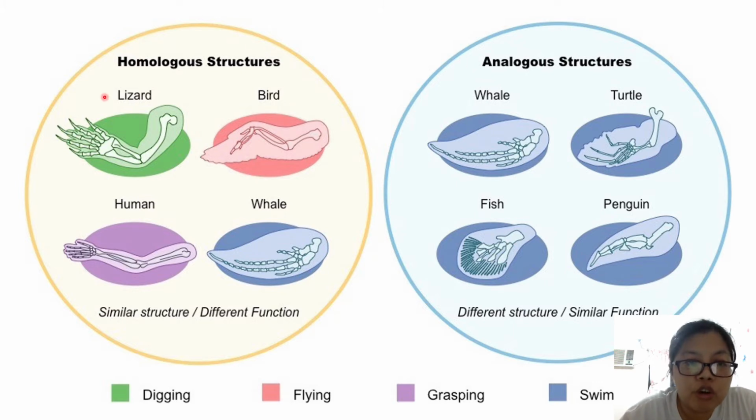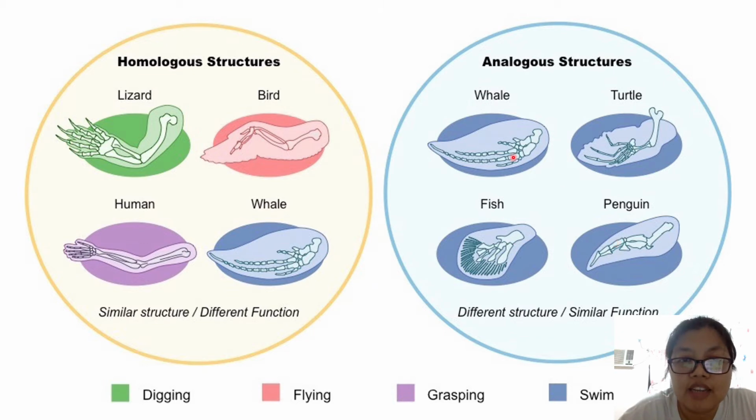For example, these are homologous structures. These structures are similar in structure, but they have different functions. So they are similar in terms of the internal structure. And these structures, the analogous structures, are similar in terms of their appearance and their function. So, outward appearance and their function. For example, here, all these structures are used for swimming. The fin of the whale, turtle, the fish, and the penguin has a function for swimming.